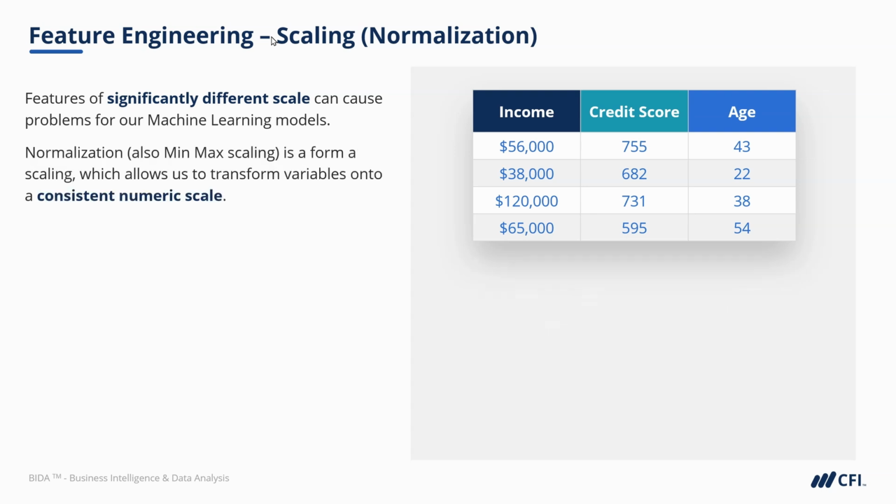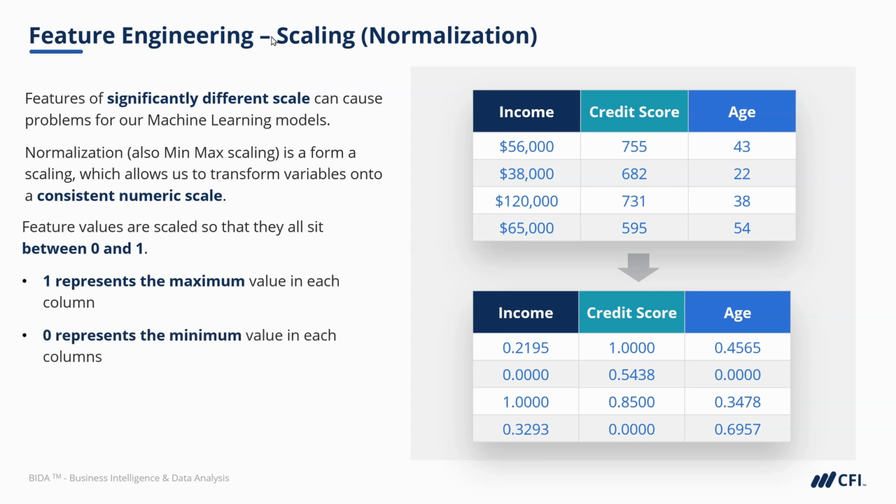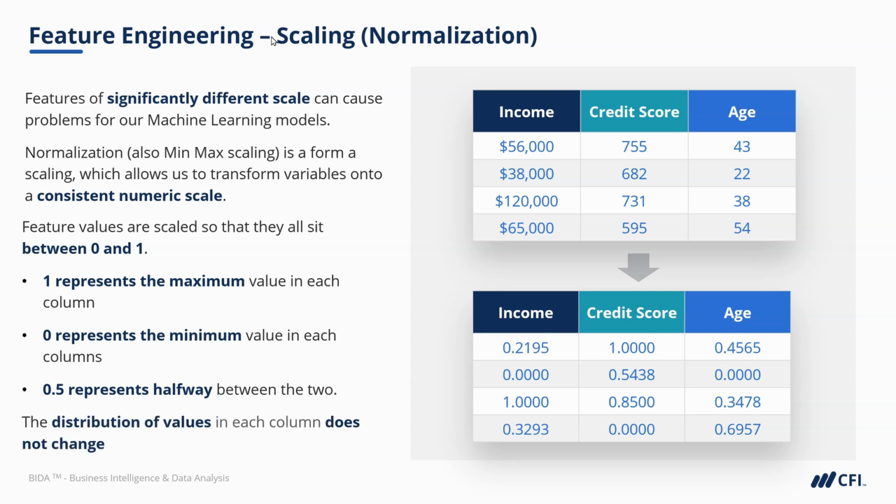Normalization, also called min-max scaling, is a form of scaling which allows us to transform variables onto a consistent numeric scale. So in this case, all feature values are scaled so they sit between 0 and 1. 1 represents the maximum value in each column, 0 represents the minimum value in each column, and therefore 0.5 represents halfway between the two. But importantly, the distribution of values in each column does not change.